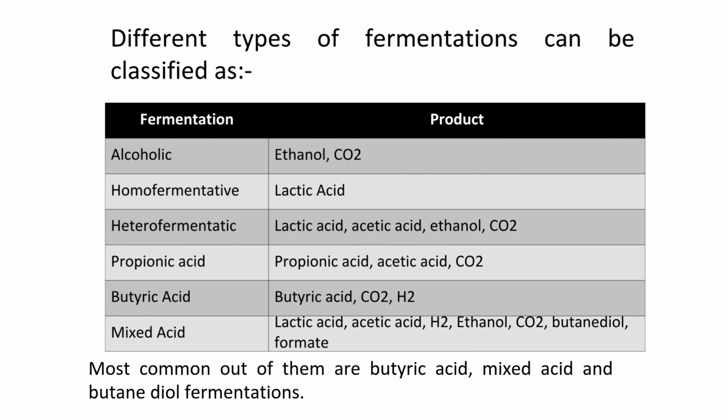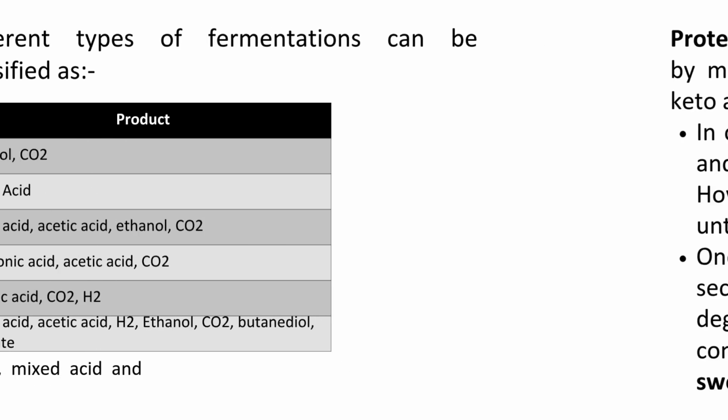A table summarizes different types of fermentations. Alcoholic fermentation produces ethanol and CO2. Homofermentative produces lactic acid. Heterofermentative produces lactic acid, acetic acid, ethanol, and CO2. Propionic acid fermentation yields propionic acid, acetic acid, and CO2. Butyric acid fermentation gives butyric acid, CO2, and H2. Mixed acid fermentation results in lactic acid, acetic acid, H2, ethanol, CO2, butanediol, and formate. The most common of these are butyric acid, mixed acid, and butanediol fermentations.